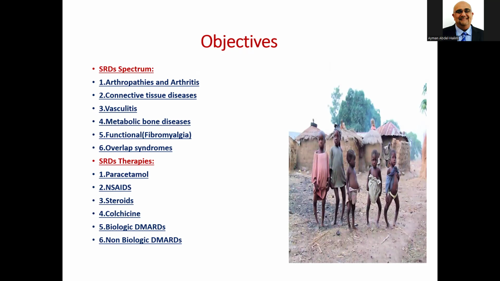Connective tissue diseases, vasculitis, metabolic bone diseases, functional diseases such as fibromyalgia, overlap syndromes. Therapies start from paracetamol, NSAIDs, steroids, colchicine, biologic DMARDs, and non-biologic DMARDs.